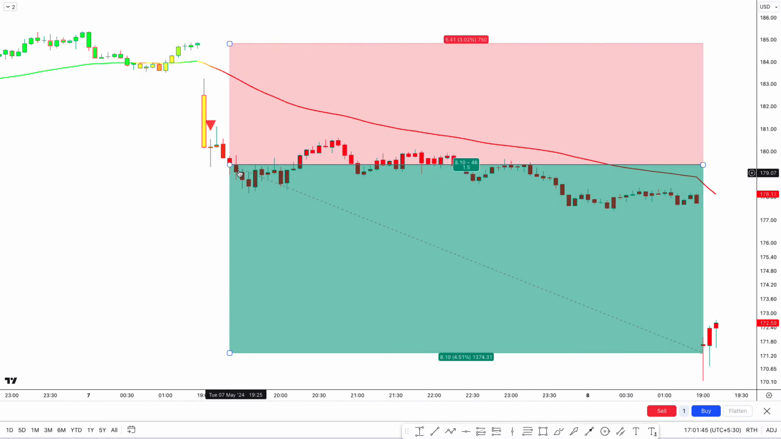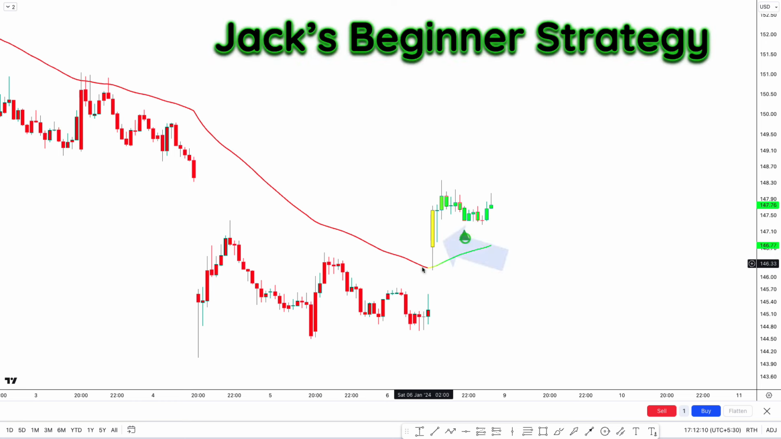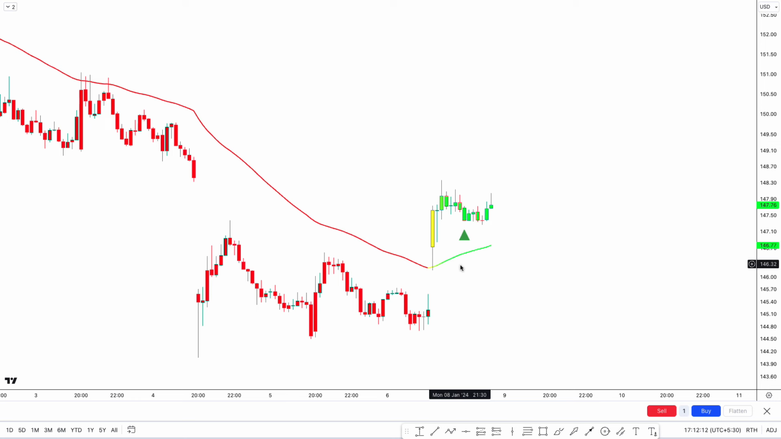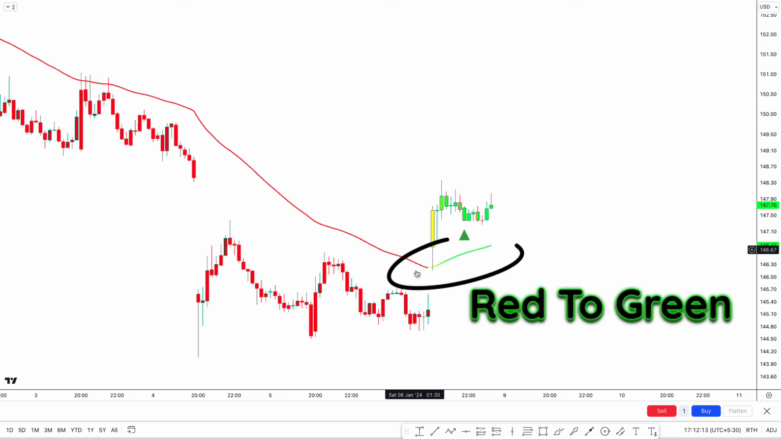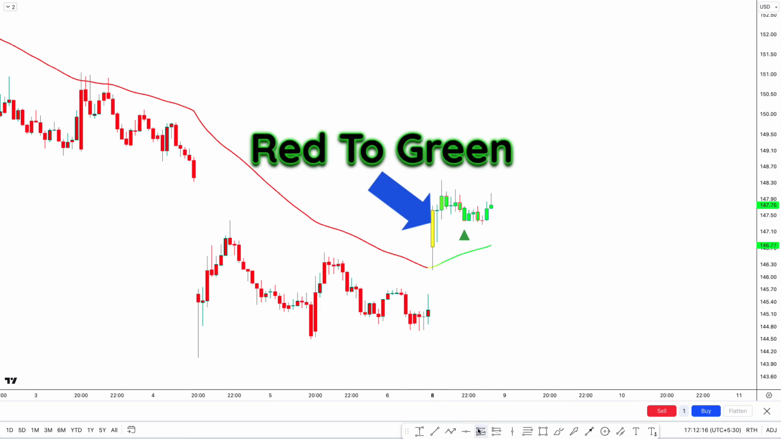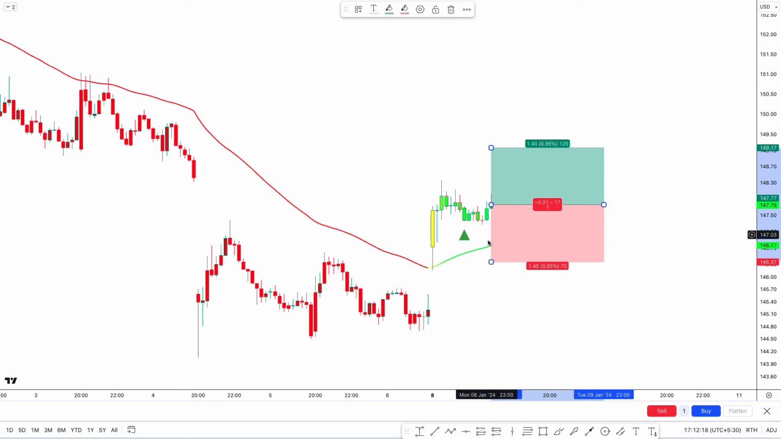Now let's take the last buy trade here. First, look at the Jack's beginner strategy indicator: it gives a buy signal and is in an uptrend in the short term. Now if we look at the second indicator, the color of the MA line has changed from red to green and the color of the candles is also green. And for last confirmation, there should be a candle turning from red to green here. If this condition is fulfilled, then we will place a buy order.